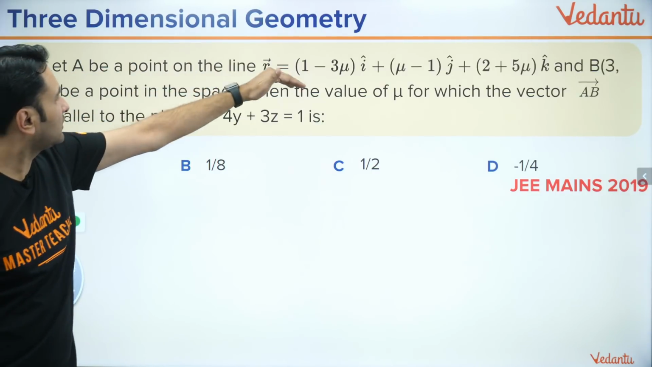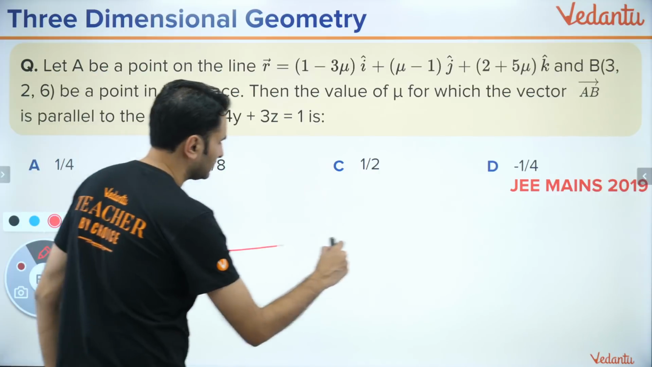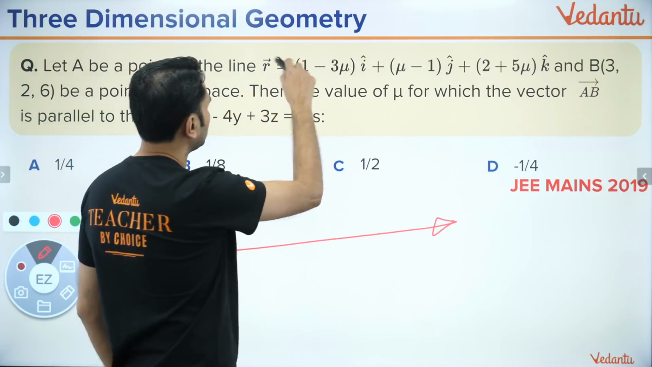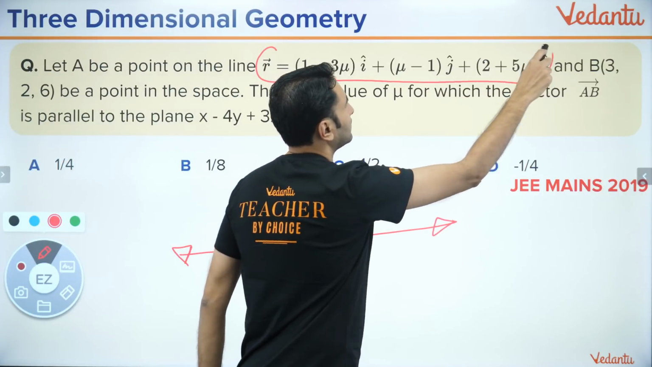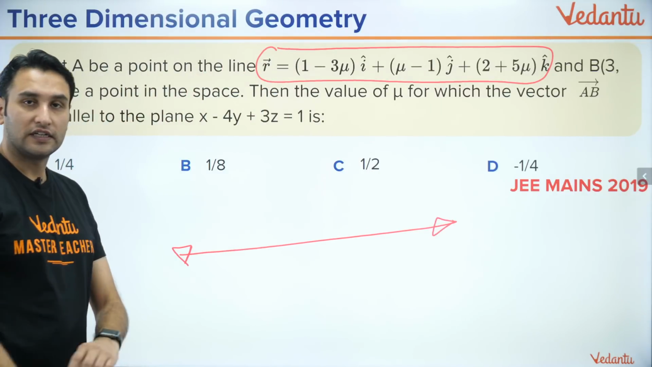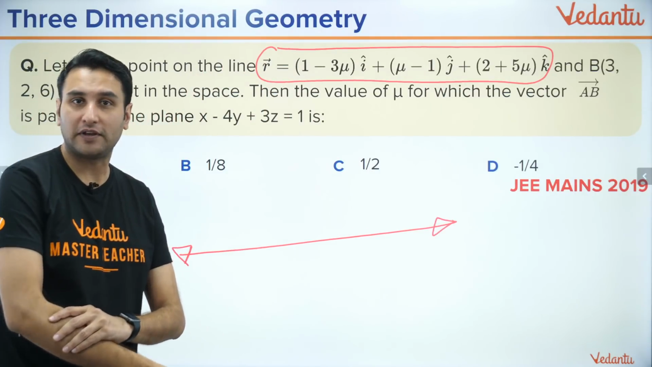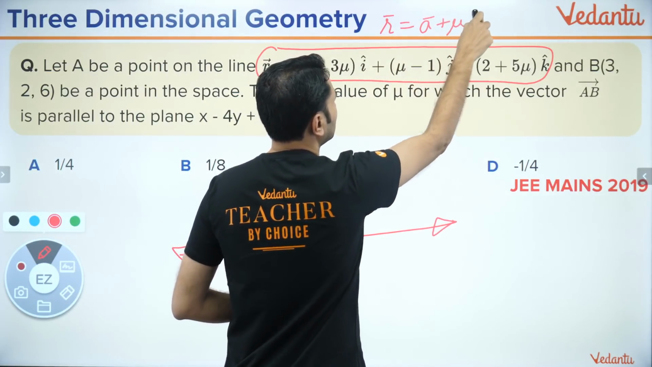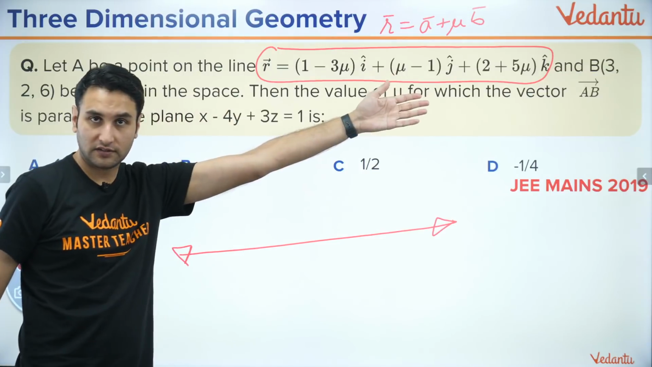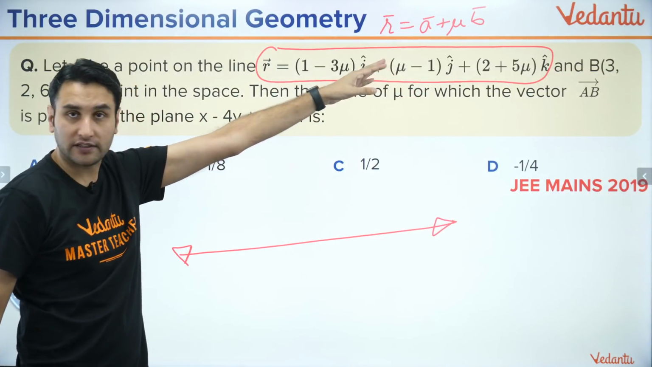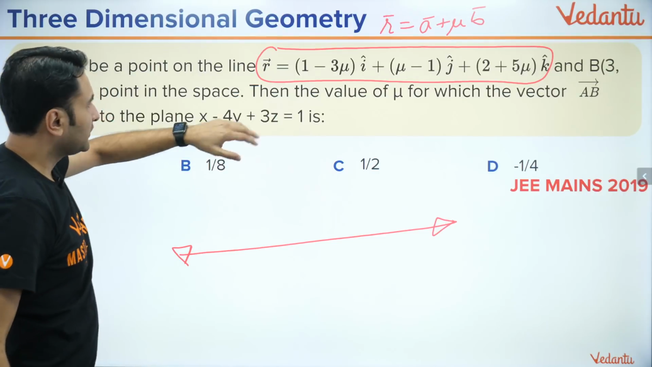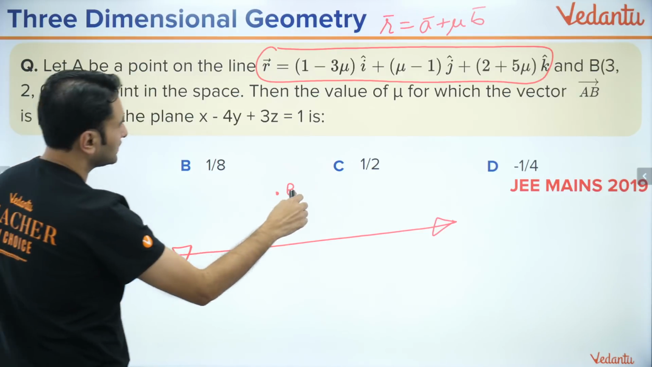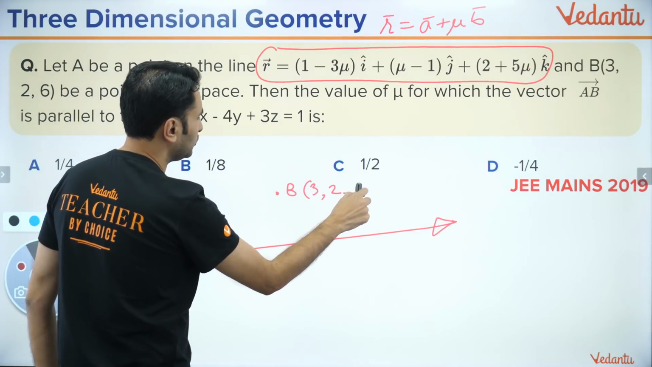Let A be the point on the line. There is a line. What is this line? Can you read it? It is like r equals a plus lambda b kind of a line. This actually is r equals a plus mu b, if you can see, right? It is this kind of a line. And there is a point B, which is 3, 2, 6.